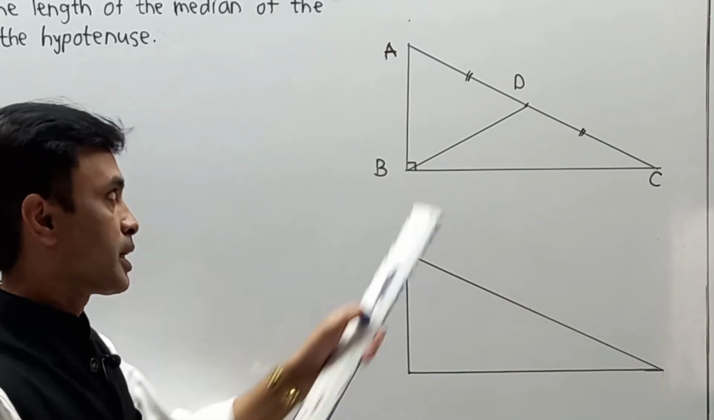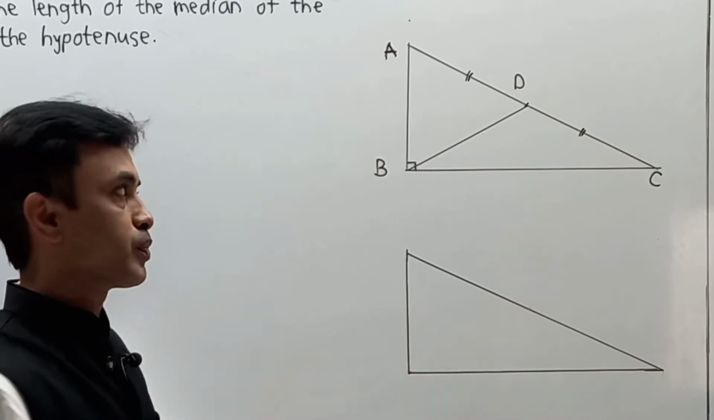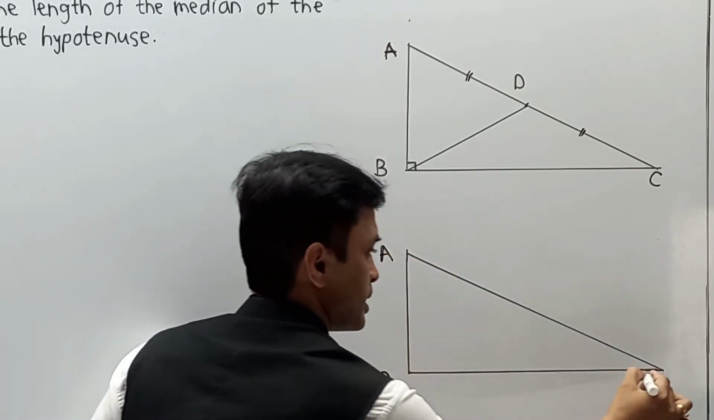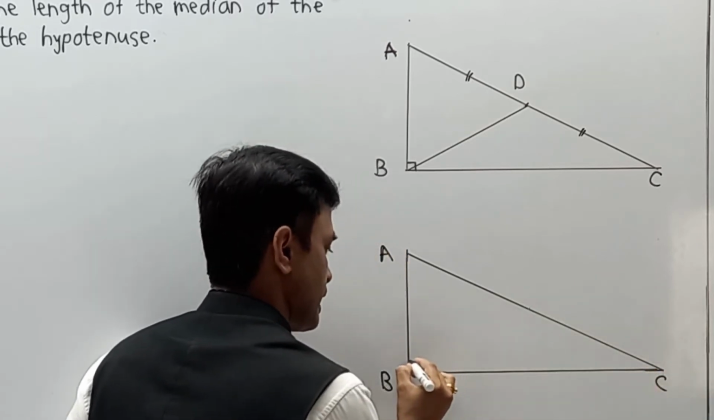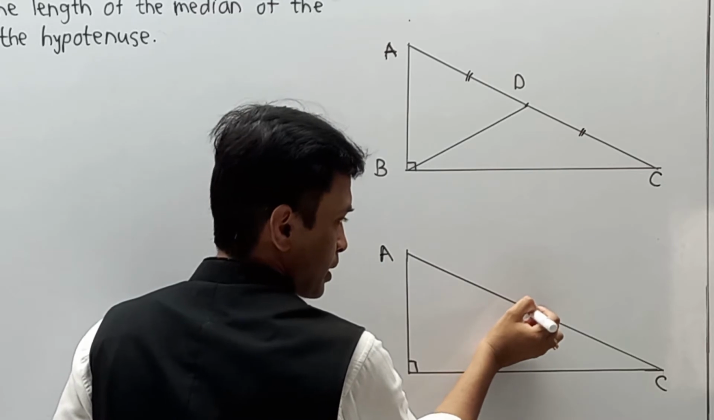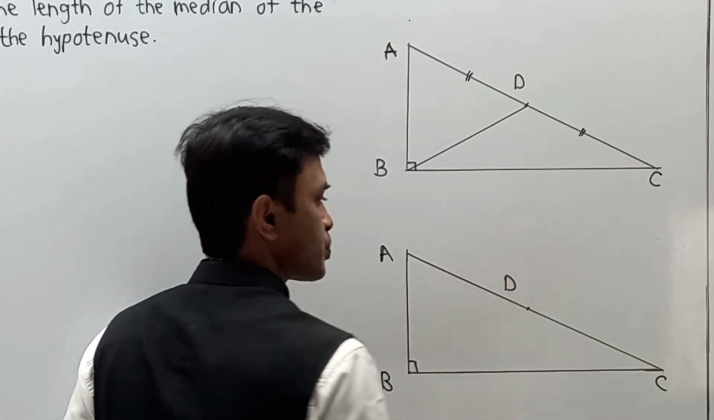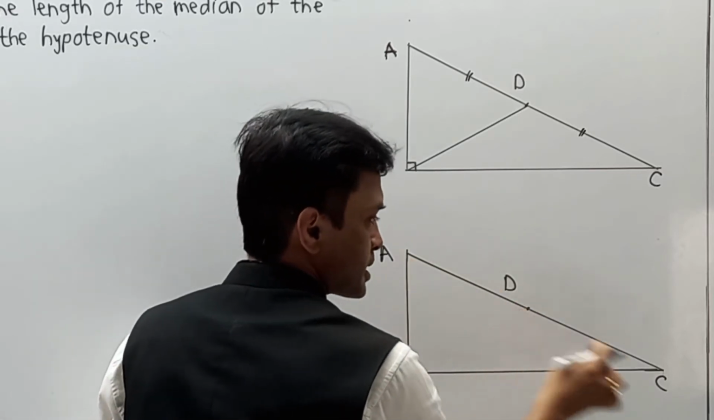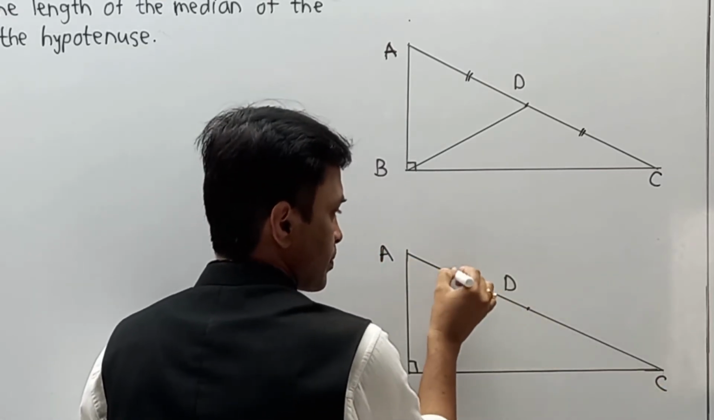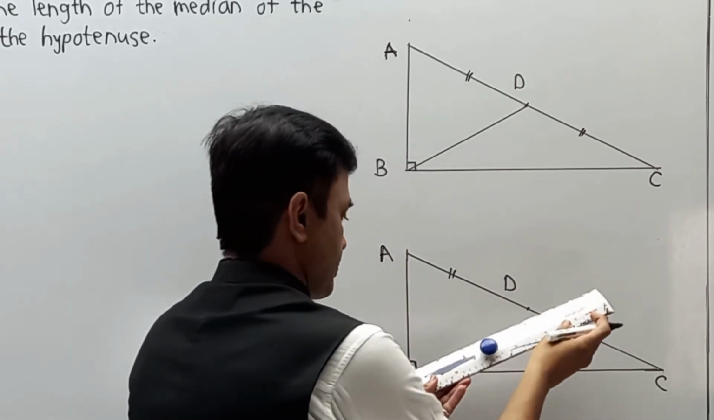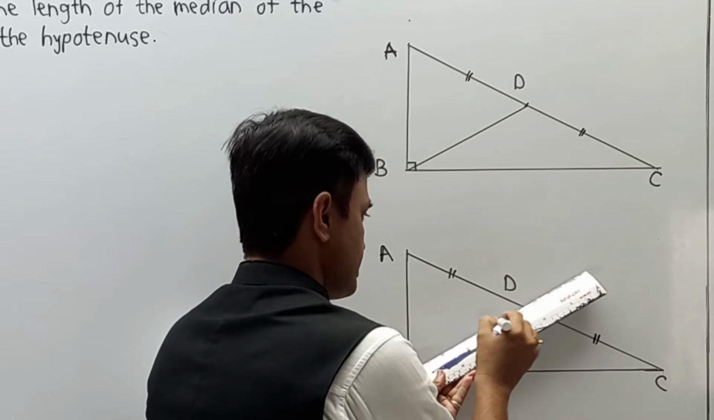Now the same diagram I am going to draw again in front of you. The name of this triangle is triangle ABC. This is your right angle triangle. Next, you have selected the midpoint over here, and this point is D. Now D is the midpoint, meaning AD equals CD, and we have drawn a median, that is BD.